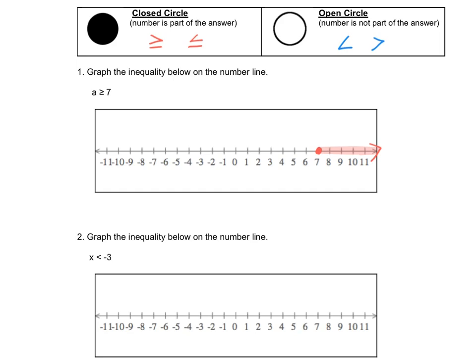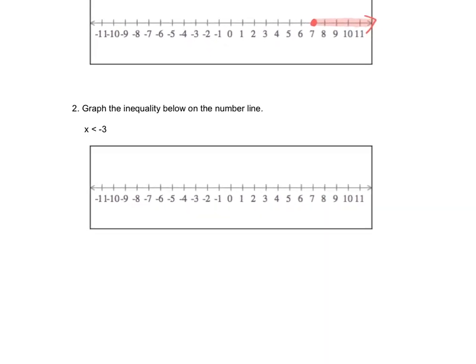So look at number 2. It says x is less than -3. I know that the less than symbol is an open dot, so I'm going to put an open dot at -3. To figure out where to shade, notice that the less than symbol points to the left. So I'm going to shade all of the numbers to the left of -3, because those are all the numbers that are less than -3, and I'm going to make my arrow point in that direction. So that's graphing inequalities.